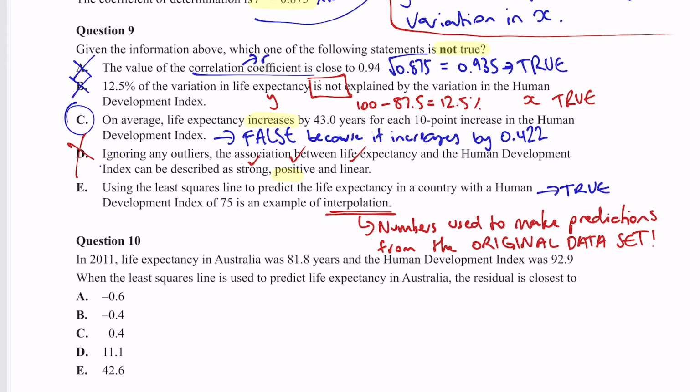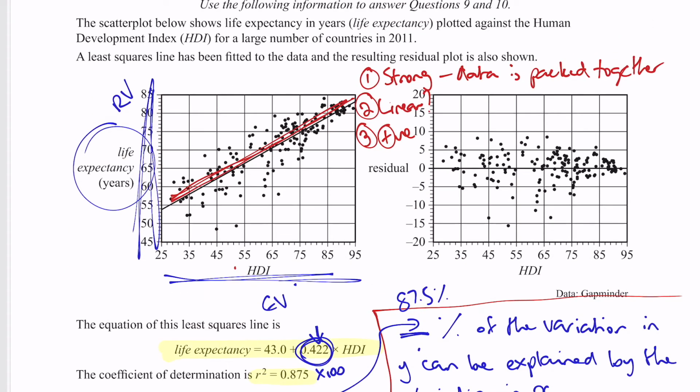Interpolation basically means if we use the regression line to make predictions within the original interval of data values used to obtain the equation, then the predictions are considered reliable. This is known as interpolation. So basically the number 75 here, if we look at the HDI on our graph, we find that 75 is actually within the original data set. So 75 is actually used here, which means this is inside the original data set, which means it's interpolation.